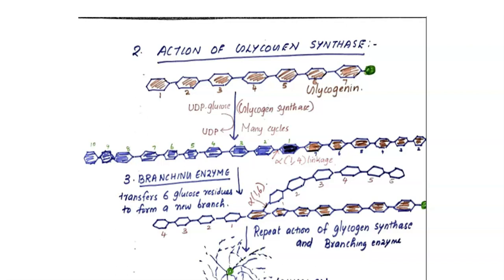Which are the 2 more enzymes? Glycogen synthase and branching enzyme. Branching enzyme is also known as amylo 1,4-1,6 transglucosidase. Here we remove the alpha 1,4 linkage, and then here we get a 1,6 linkage. That's why the branching enzyme is known as amylo 1,4-1,6 transglucosidase. Okay, by the repeated action of glycogen synthase and branching enzyme, we get our glycogen. That's about the synthesis of glycogen.